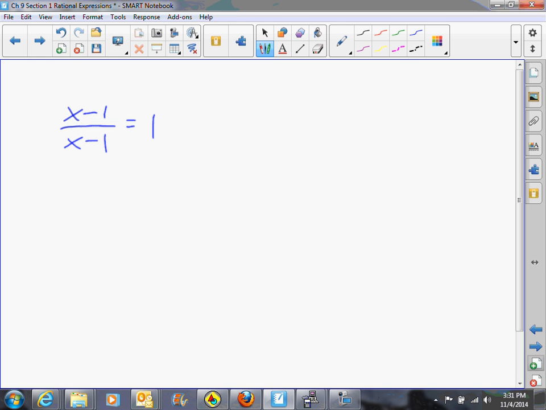Now, if you have x plus 3 and 3 plus x in the denominator, it's easy to see that x plus 3 and 3 plus x are the same thing. So that is also equal to 1, except, of course, let me just put these in, x not equal to 1, and here x not equal to negative 3. Okay, so these kind of expressions, anything over themselves, are equal to 1.